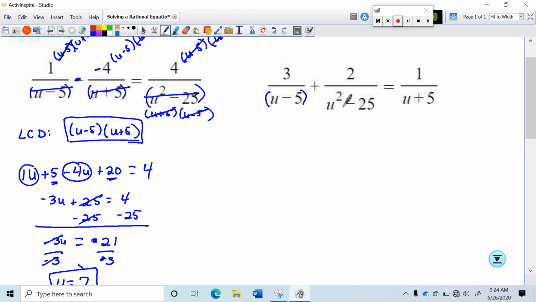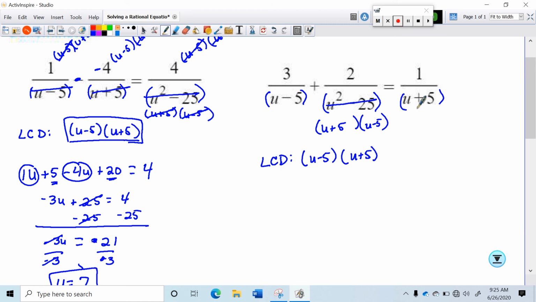So write your binomials, factor anything you can. This is a difference of two squares. So u plus 5 and u minus 5. So that's gone because I simplified it. Okay, so my LCD is one of each thing. So I've got a family of u minus 5. I have a u plus 5. U minus 5 I already listed. U plus 5 I already listed. So this is the LCD.